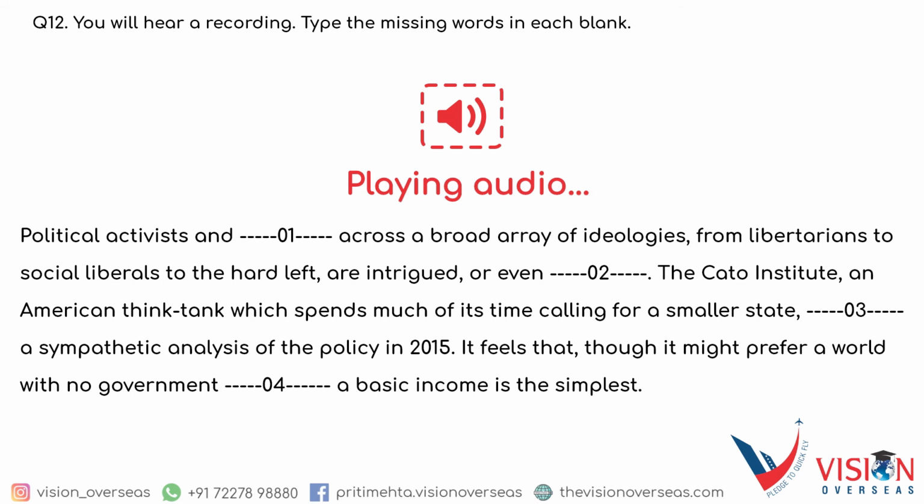Political activists and thinkers across a broad array of ideologies, from libertarians to social liberals to the hard left, are intrigued or even keen. The Cato Institute, an American think tank which spends much of its time calling for a smaller state, published a sympathetic analysis of the policy in 2015. It feels that, though it might prefer a world with no government redistribution, a basic income is the simplest.